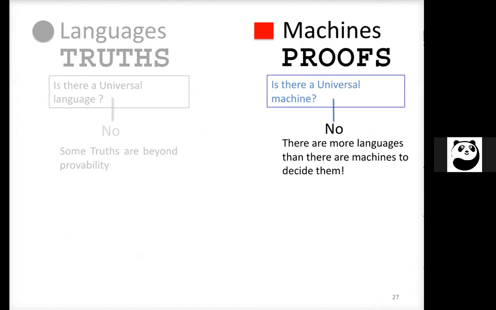So this decides our last question regarding the notion of universality. There are more languages than there are machines to decide them. So we came across one such language. It's the language which contains all the outputs of all possible machines plus 1 to it.